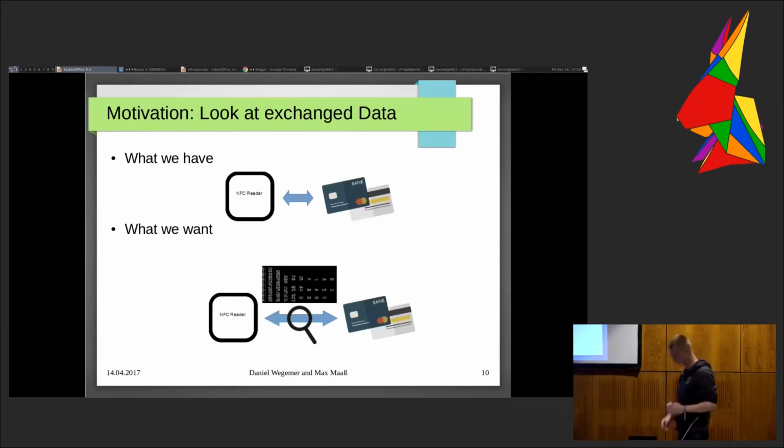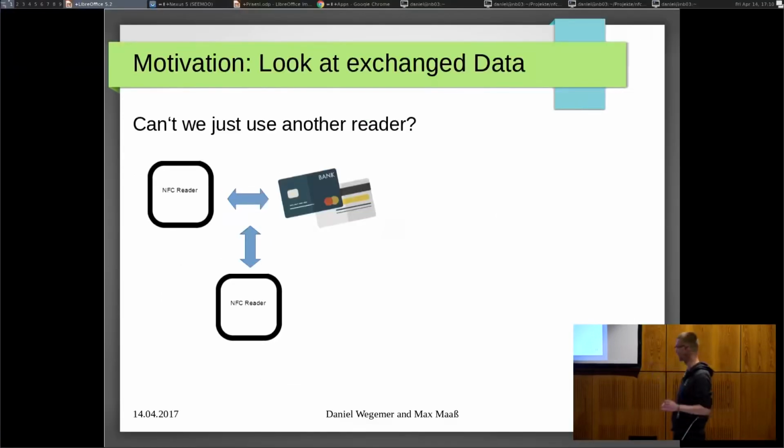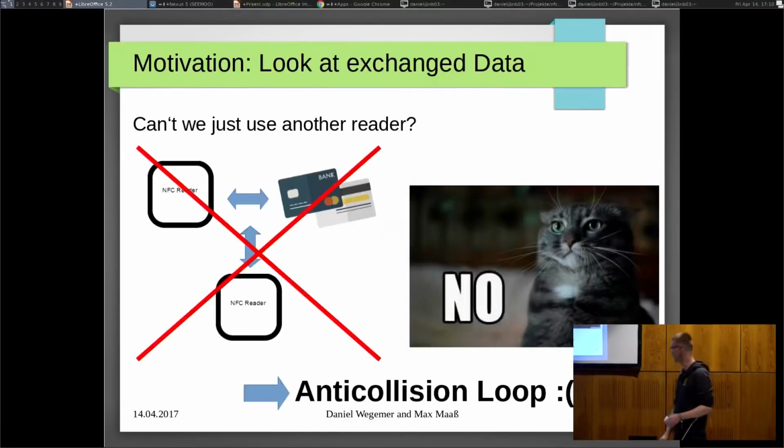So you might say, why not just use a second reader, right? We just use one reader to establish the RF field and do the basic communication, and use a second reader for sniffing. You can also do similar stuff on Wi-Fi, right? You can just put your notebook in monitor mode and sniff everything while it's on the air. No. It's not that easy on NFC.